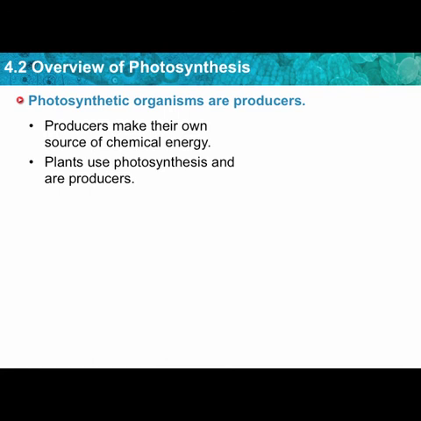Plants are the main photosynthesizers, they're photosynthetic and are producers. But there are others. There are many single-celled organisms like algae that also are photosynthetic and are producers. And there are some prokaryotic producers as well, some bacteria that are green and convert sunlight into sugar.